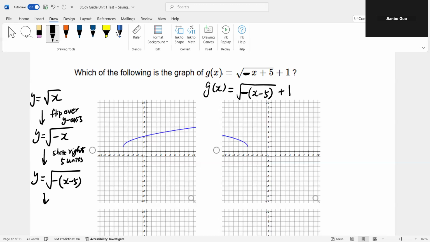And the next step, the whole function is going to shift upwards 1 unit. So shift up 1 unit.